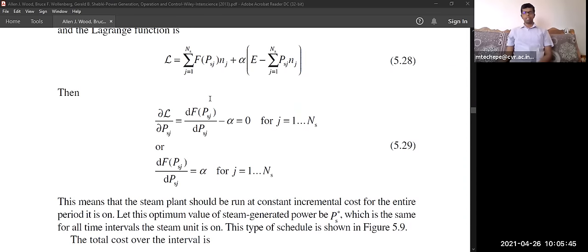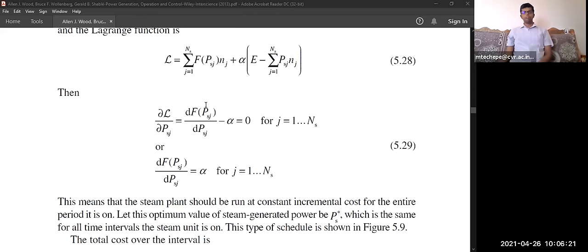So if we differentiate with respect to PSj, this term will become minus 1. The capital E we will neglect because it is greater than this term. So this E term we are neglecting. While differentiating this term, we get minus 1, that is PSj is equal to minus 1, so into alpha it is nothing but minus alpha.